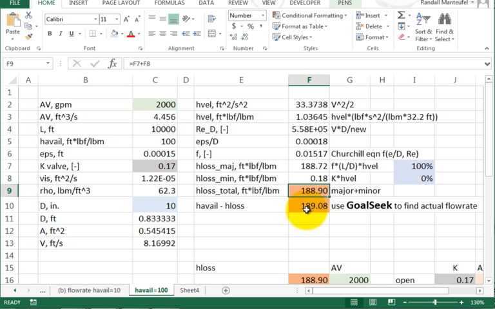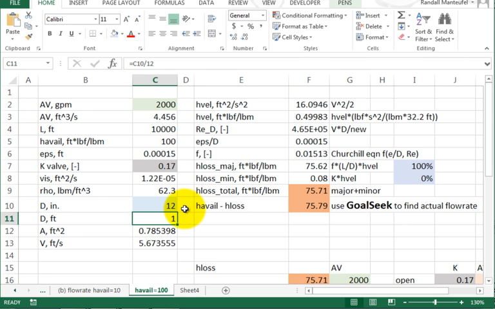So this is not below 100, is it? So what do I have to do? Try 12. And now it's below. It's 75. Can I get a 9-inch pipe? Nope. So let's say I build it with the 12 and somehow there is 100 loss.